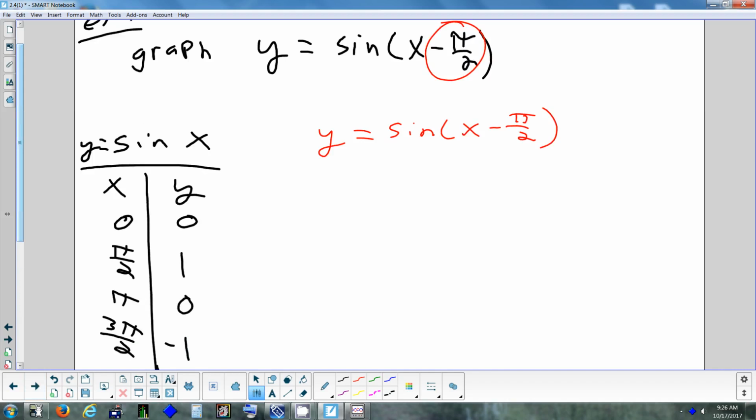When we do a phase shift, what values are not affected at all? What values do we leave alone? Just copy them from the original table. Yeah, the y's. Okay. So what I'm going to do, because the y values are not going to be affected by a phase shift, is copy them down from the original table. 0, 1, 0, -1, 0.